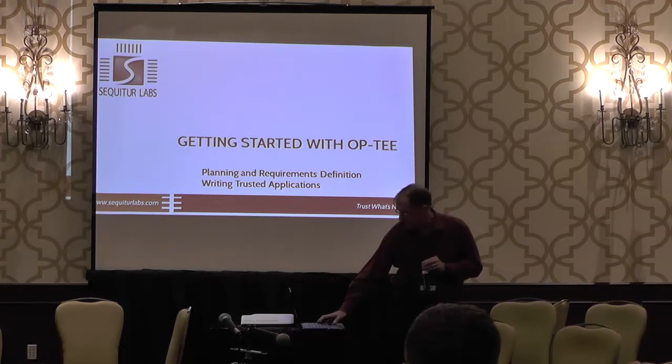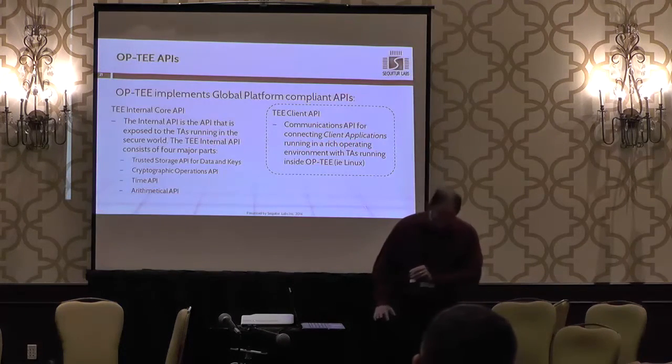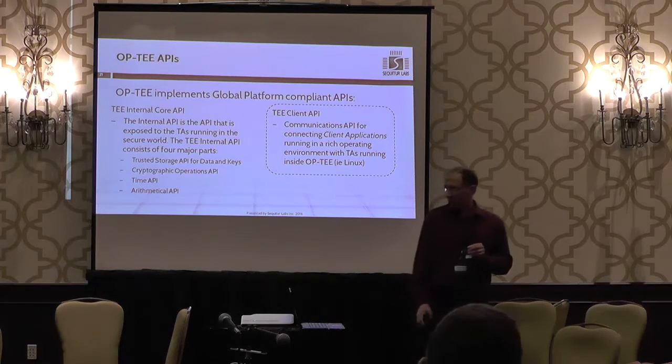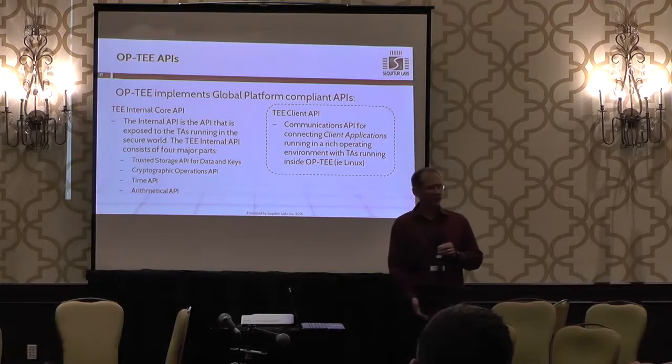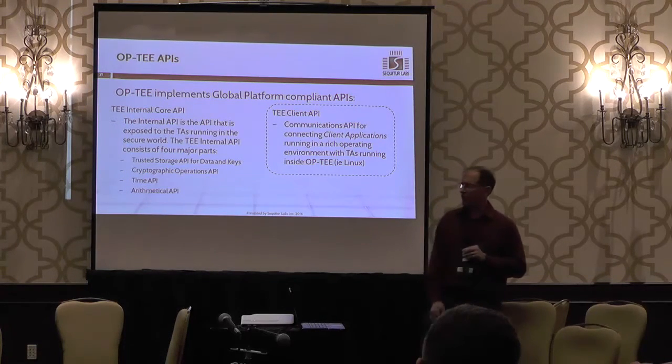I'm going to walk through an example. So this is basically on, I guess we have some time. A little bit of the background of what the architecture is between a trusted application and the connector component that would call it, and the APIs that are implemented.